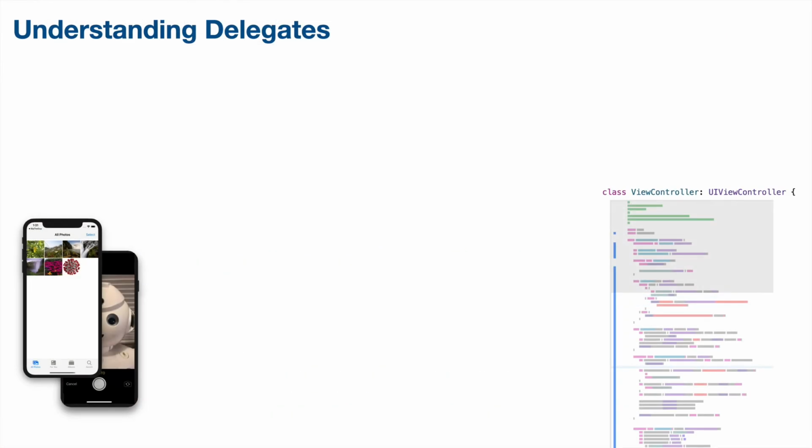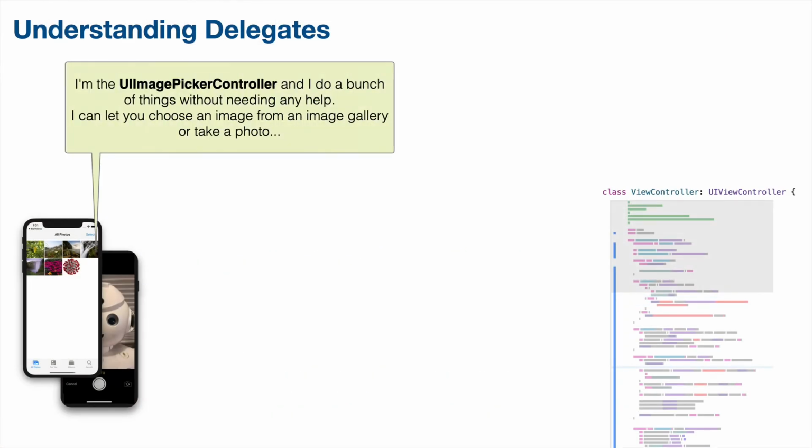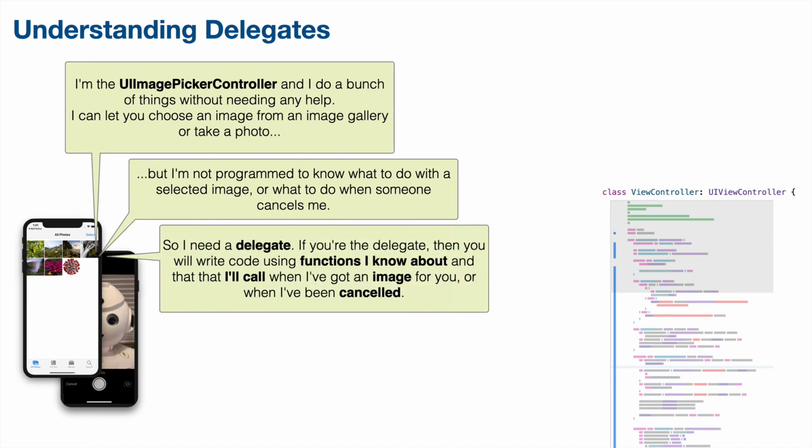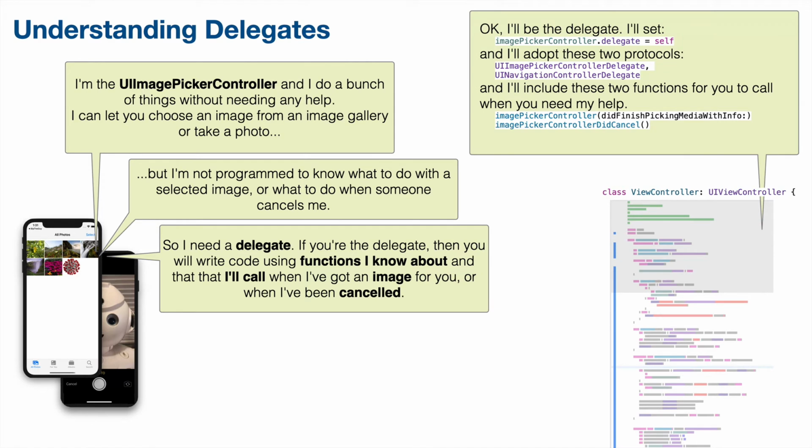Now here's the scoop with delegation. Our imagePickerController does a ton of stuff without us having to write any code, but it is going to need us to write code when it does some things. When, for example, the user has selected an image or pressed the cancel button, the imagePickerController needs our code to do something resulting from those user selections. So by setting the imagePickerController's delegate property to self, we are allowing it to specifically make requests in the form of calling functions that we're about to write in our view controller. So self means the current class, which is our view controller.